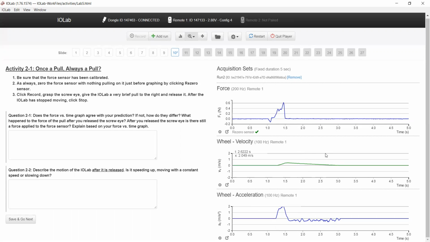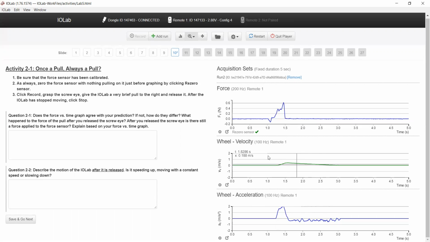For acceleration, you can take it as constant also. It seems zigzag, but it was kind of a slope with a constant decrement. So you can describe the motion of the IOLab after it is released. Is it speeding up after we release it? It was slowing down. So what made it slow down?